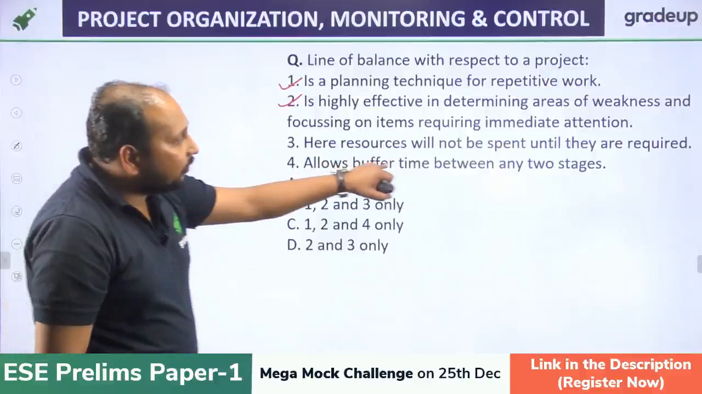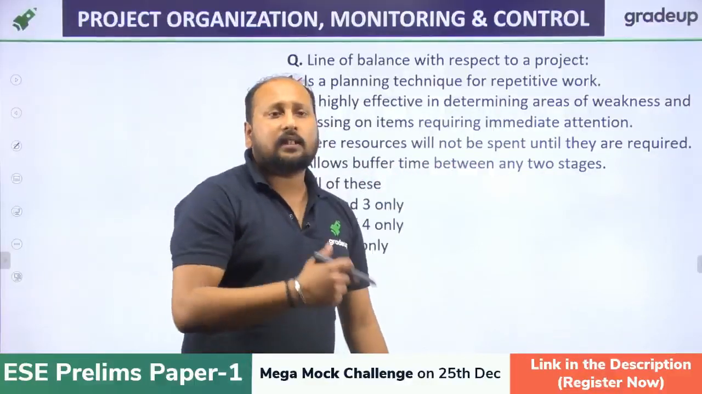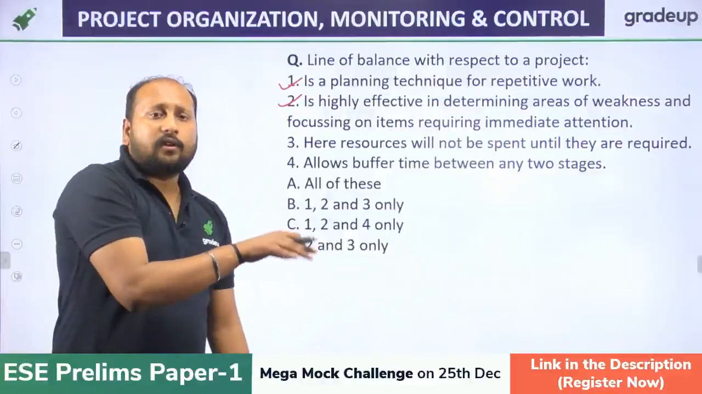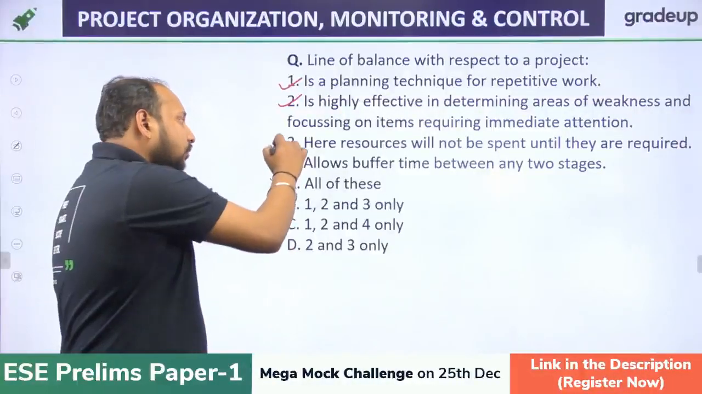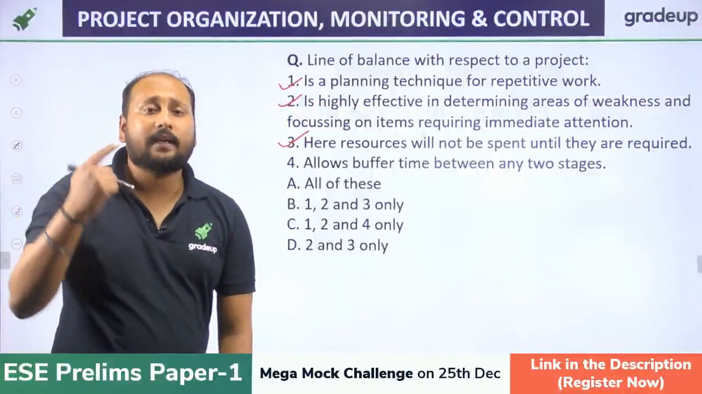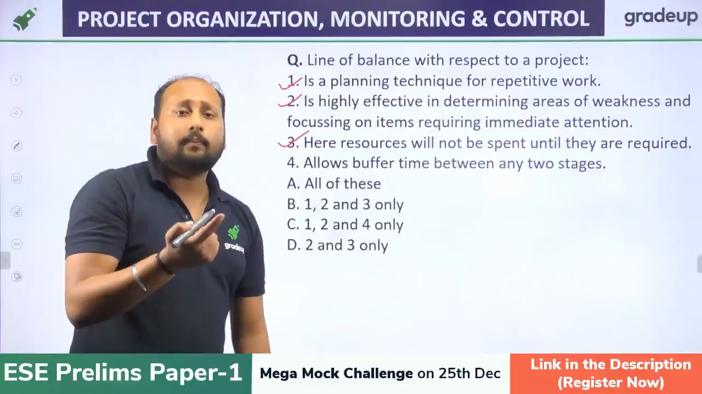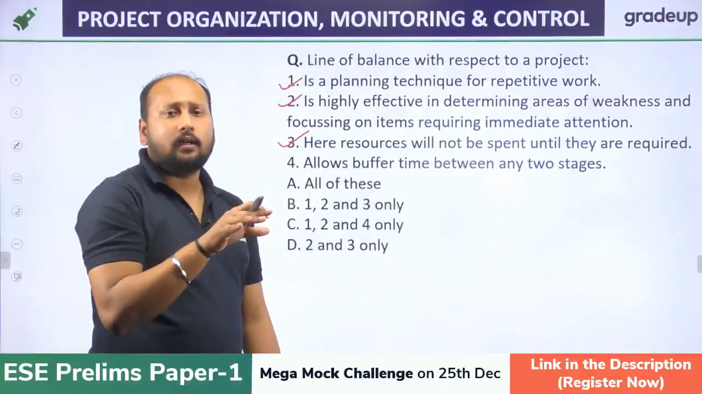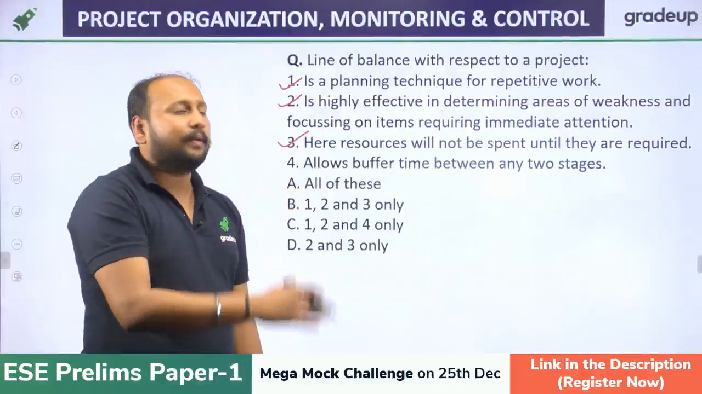Third is, here resources will not be spent until they are required. This is globally acceptable, because the resources will not be utilized until they are being used. So this is also correct, because there are some repetitive activities going on. So there are some phases where the resources are not used, they are kept vacant because some of the repetitive activities are being done.